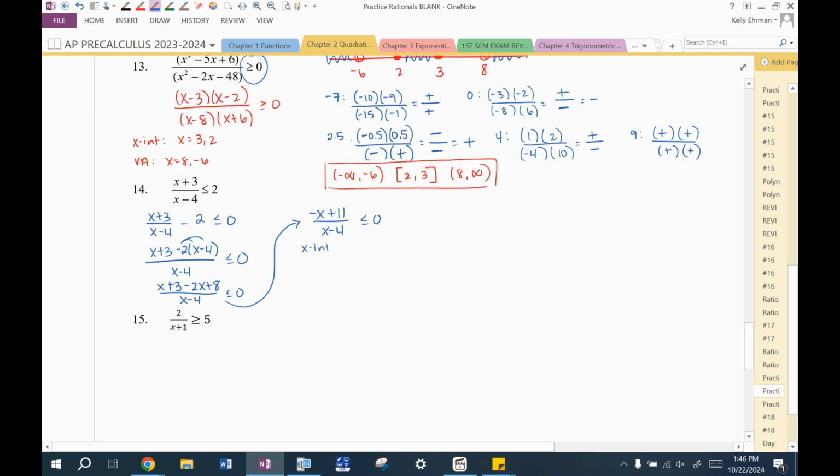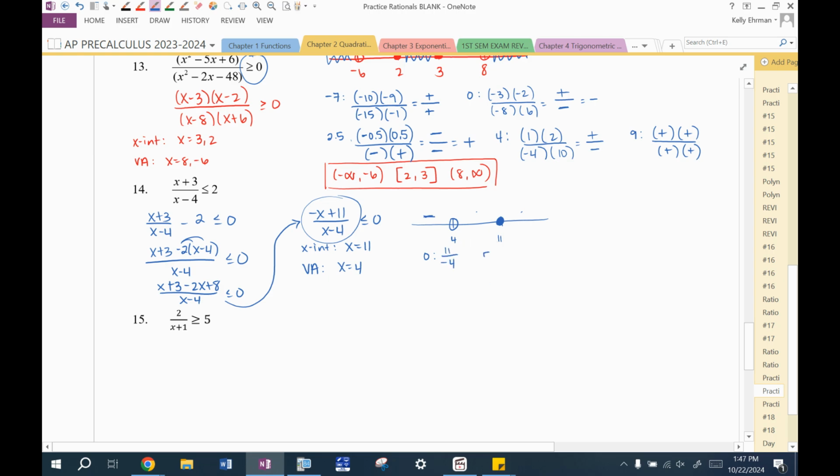There's an x-intercept when the numerator is equal to 0. If negative x equals negative 11, x equals 11. There's a vertical asymptote at x equals 4. Plot 4 with an open circle, and 11 with a closed, because this is less than or equal to. This is where it equals 0. You've got 3 numbers to plug in. What's to the left of 4? 0. You're plugging into this. Plug in 0, you get 11 over negative 4, which is negative.